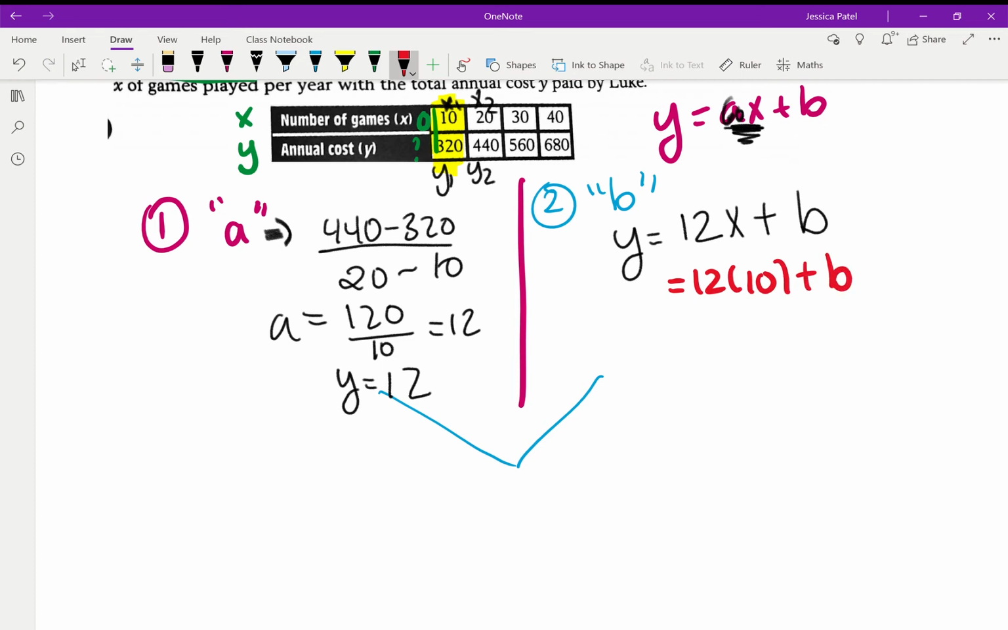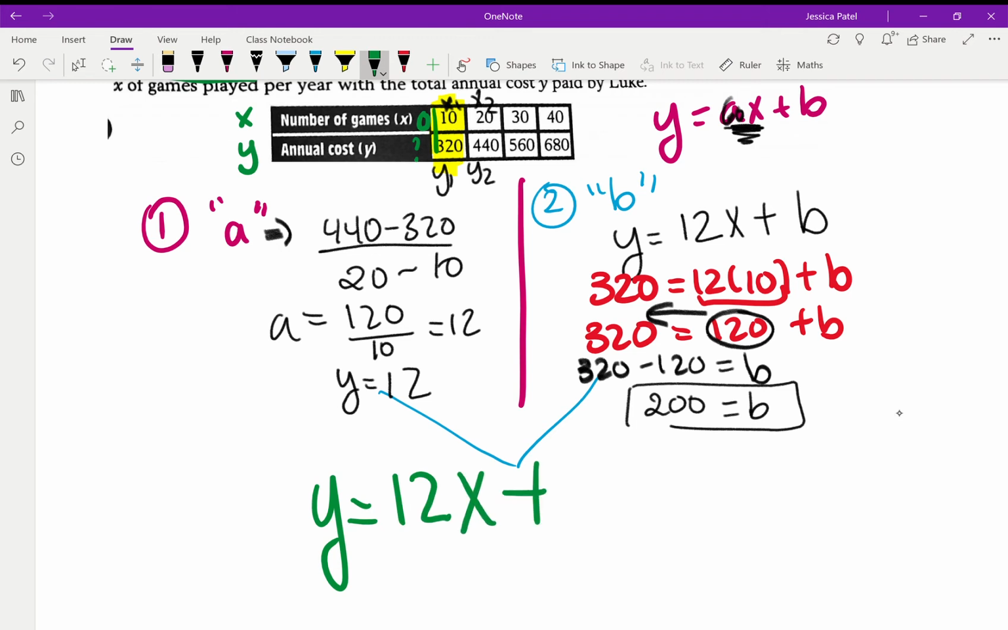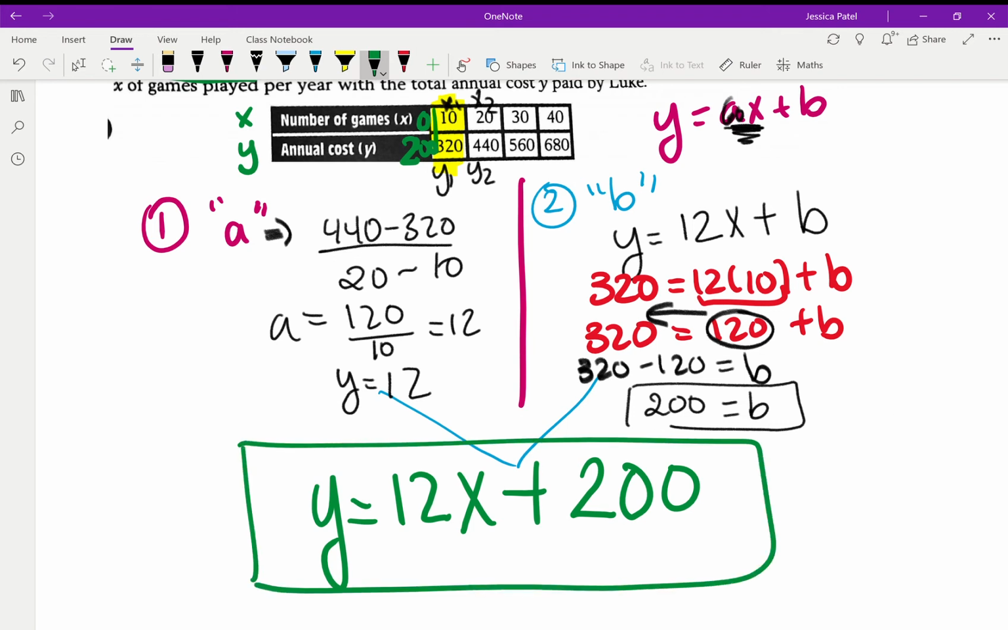And I have y as 320. So 12 times 10 is 120 plus b, and I have a 320 here. I'm going to move this guy over here, and by subtracting 320 minus 120, I'll be left with b. So b is 200. So in this case, our equation is 12x plus the initial value of 200. So over here, it should have been 200 that we don't see in our table, but we were able to use math in order to find it.